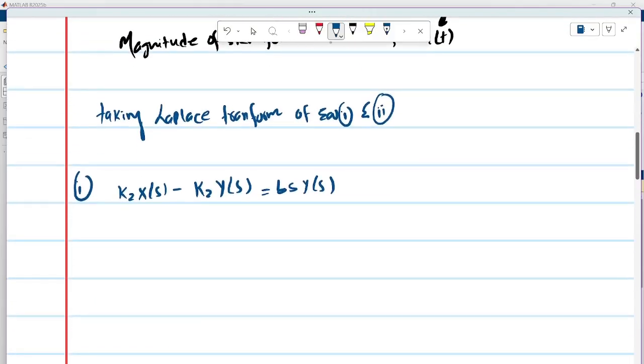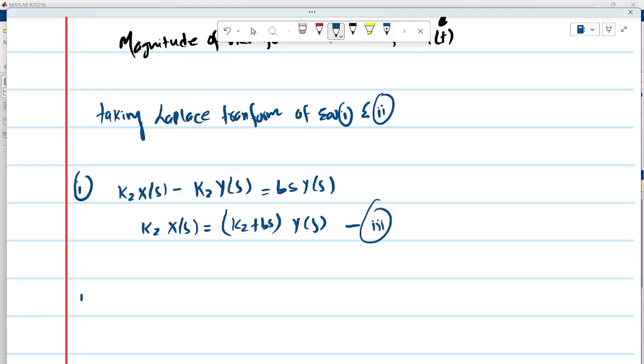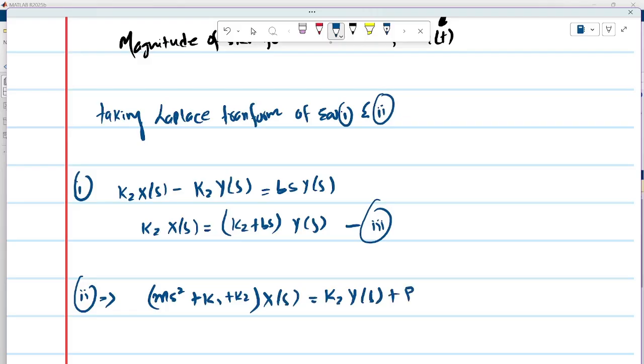Now you can segregate the X of s and Y of s, so it will become k2 X of s equals (k2 plus b s) times Y of s. So that's our new equation, let's call it equation number 3. And for equation number 2, we can perform the Laplace transformation, and it will give us (m s square plus k1 plus k2) X of s equals k2 Y of s plus P of s. I'm writing it directly, you can simplify it yourself.